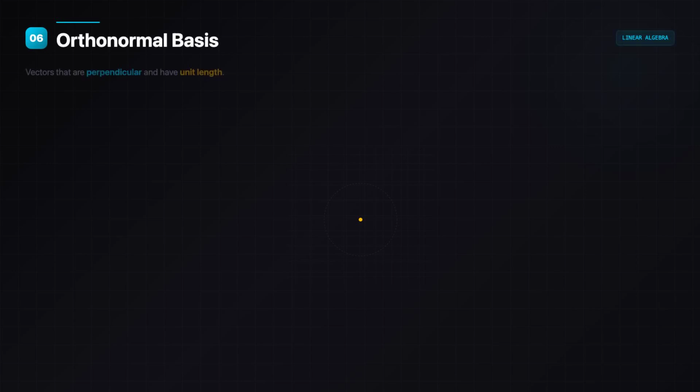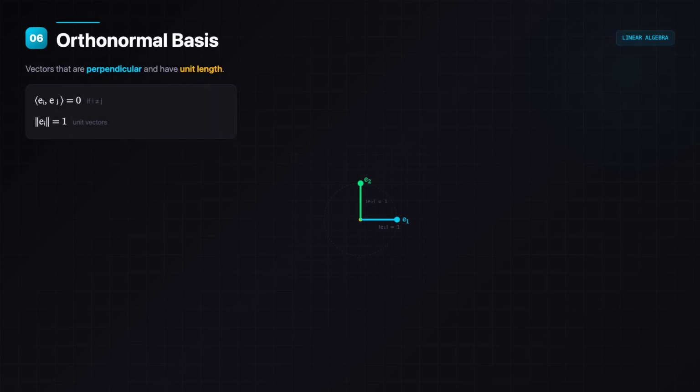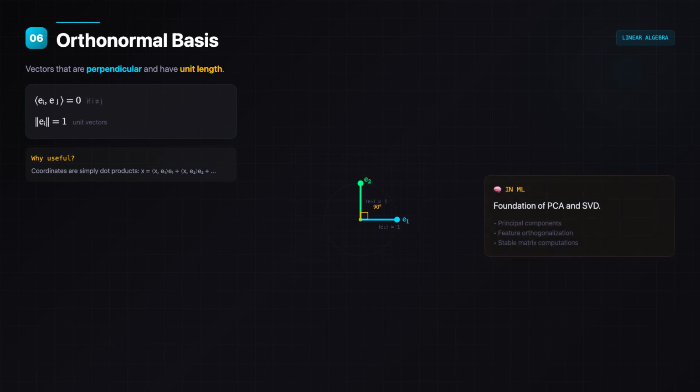Orthonormal basis: perpendicular vectors with unit length. Inner product of different basis vectors is 0. Coordinates become simple dot products. This is the foundation of PCA and SVD.